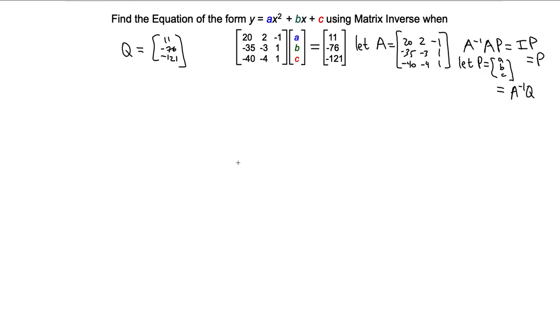Okay, so let's do that. The first thing we need to do is find the inverse of this. So the next question is, how do we find the inverse of this? Well, that's a good question. We are also going to use the identity matrix again to find the inverse. So you're going to first write the entries 20, 2, negative 1, negative 35, negative 3, 1, negative 40, negative 4, 1. And for the identity matrix, you're going to write 1, 0, 0, 0, 1, 0, 0, 0, 1.